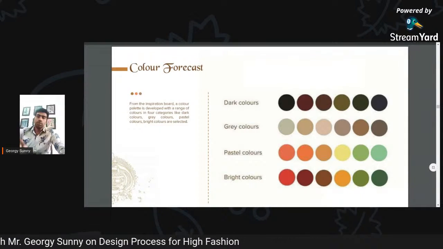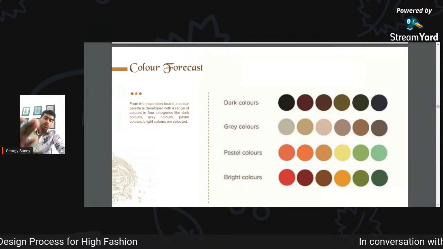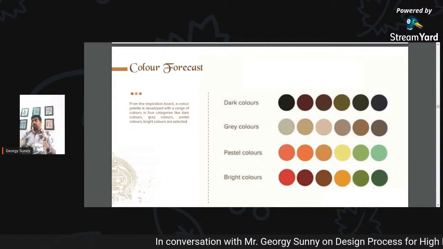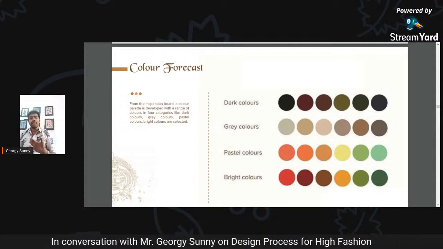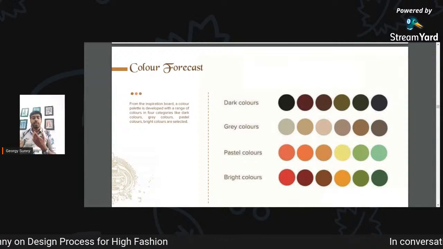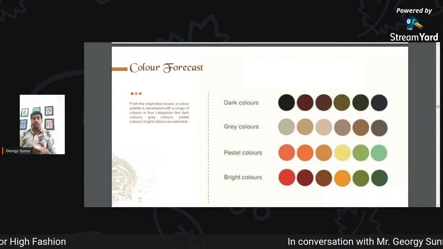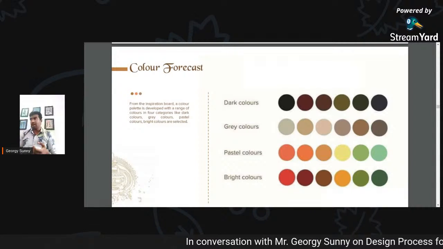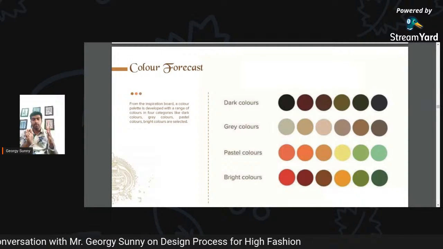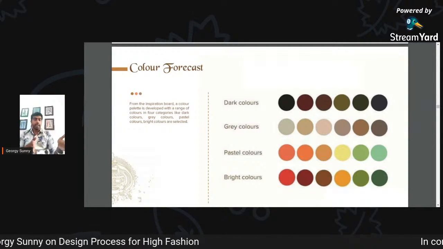Why do I suggest students do this? You should not miss any client. Clients will have different kinds of interests. Some people will be very interested in pastel colors, some like dark colors. So this is a backup for you. You have created the whole set of colors that you are predicting for the upcoming season, and kept them aside.